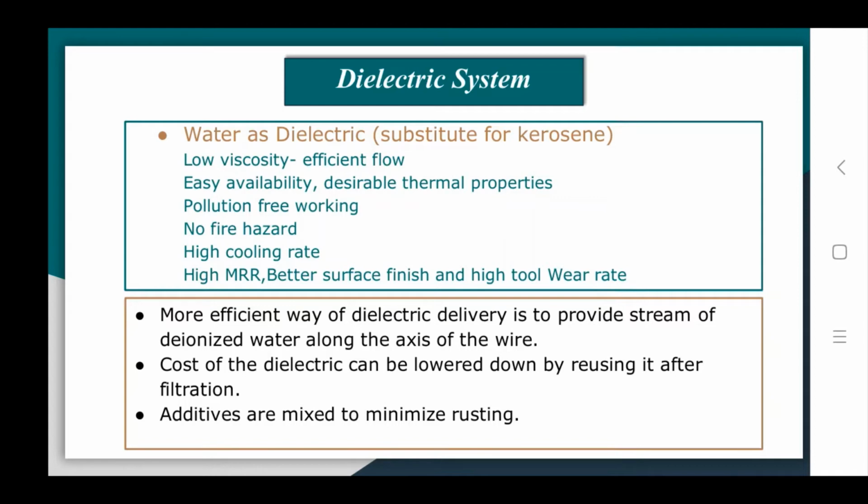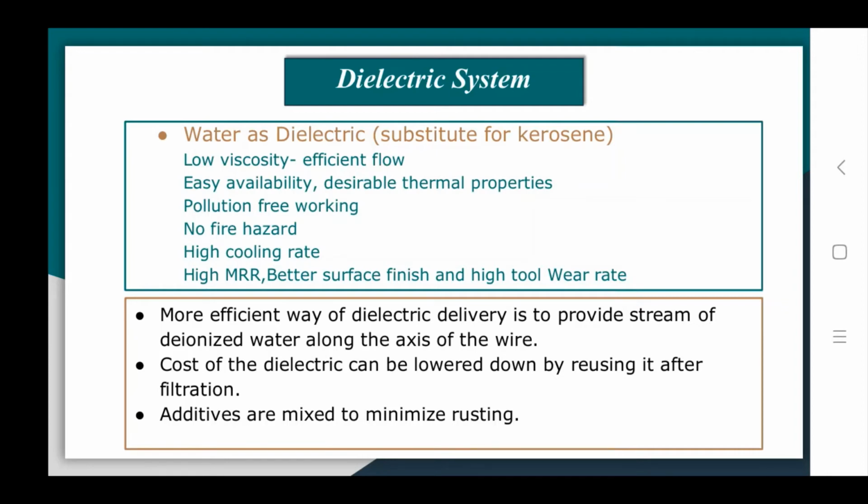Also, at the same time, the tool wear rate is very high, as the wire is not reused. So whatever the tool wear rate is, it does not matter, because there will be a non-uniform cross section of the wire after machining. So it is discarded after it is used. It is not reused.